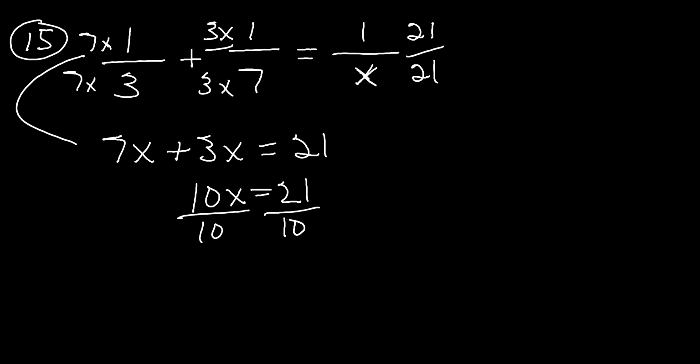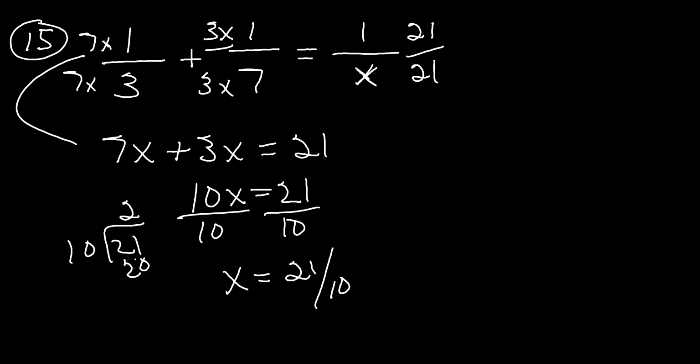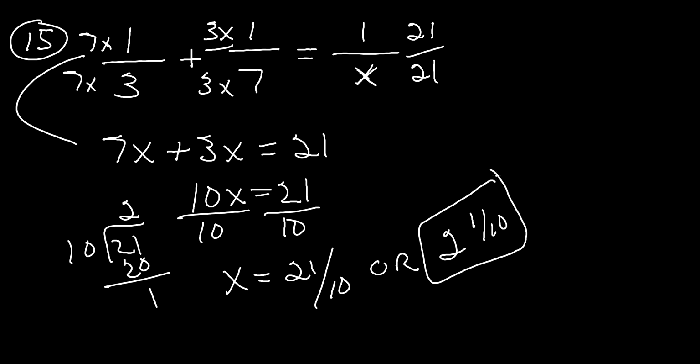Divide both sides by 10, so x equals 21 divided by 10, or the, what do they call that, mixed number, whatever that equivalent is. 10 into 21 is 2. 2 times 10 is 20, so there. Or 2 and 1/10 hours to cut it together.